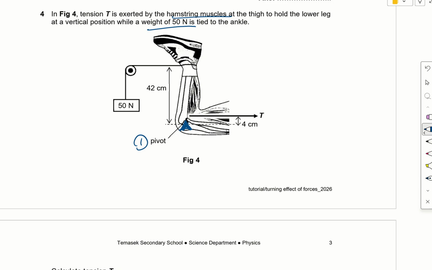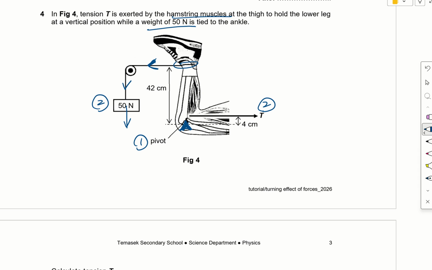Step 2, how many forces are there? T and this 50 Newton. But this 50 Newton will be extended this way. Because this 50 Newton is going down, being pulled down by gravitational attraction, when it extends back to this string that is tied over here, it is in this direction.